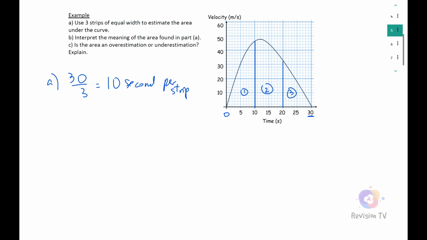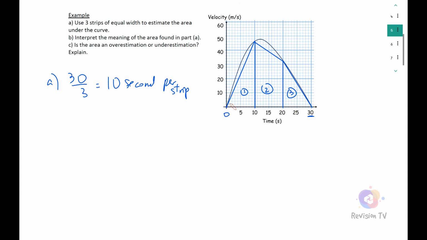Now, for the first strip, what we're going to do is draw a line from the end of each strip, the timing of each strip, and make a straight line, make a shape. So the first strip spans from 0 to 10 seconds, so we're going to draw a straight line from 0 to 10. Same with 10 to 20, we draw a straight line. And from 20 to 30, we draw another straight line. Now that's why you can see it's an estimate.